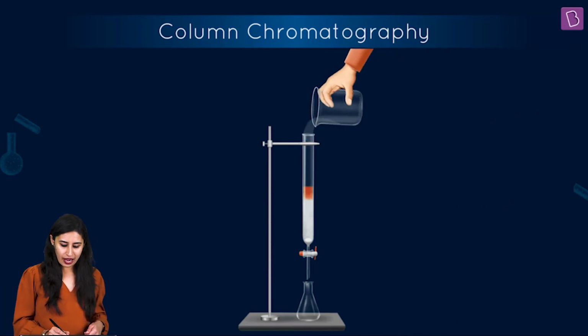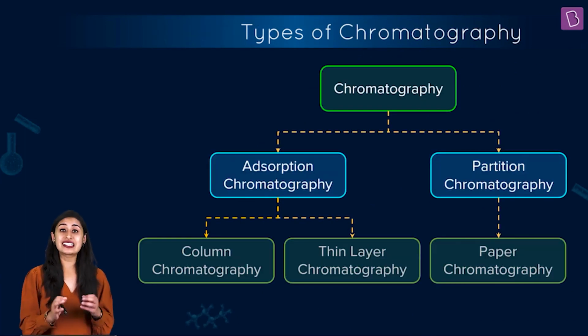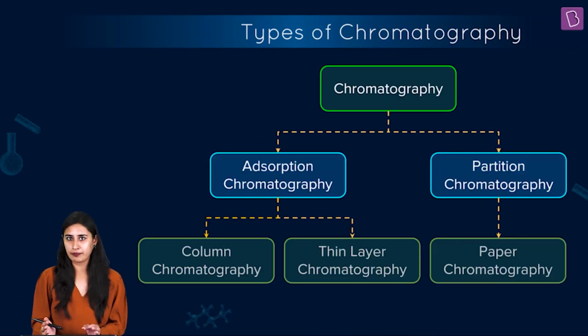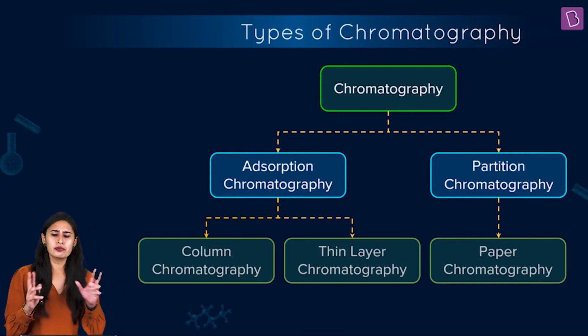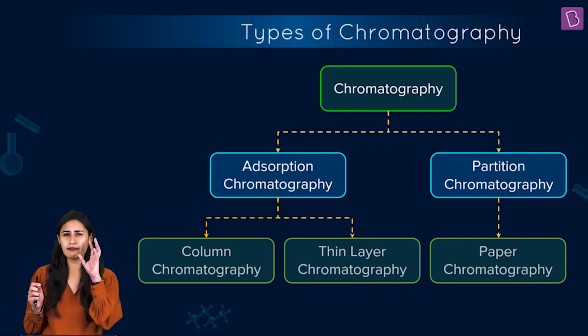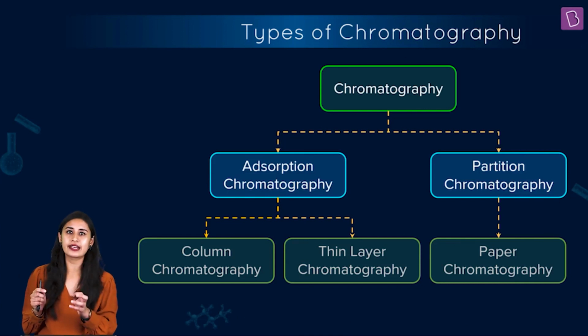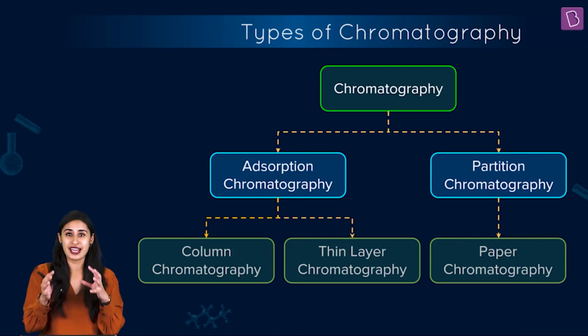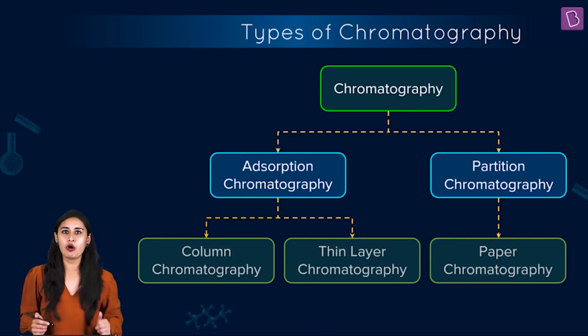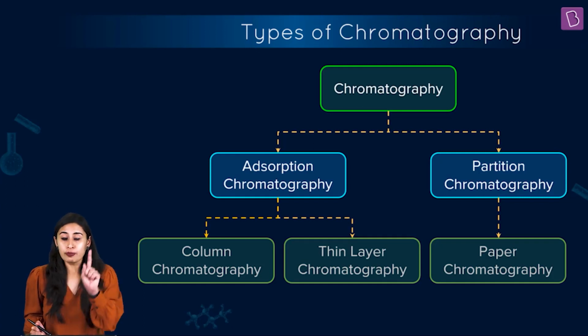The next one now, let's take a look. The next one is thin layer chromatography. That's where, if you imagine a paper being a thin layer, you may get confused and you may fall in the trap of the examiner. So be very careful.